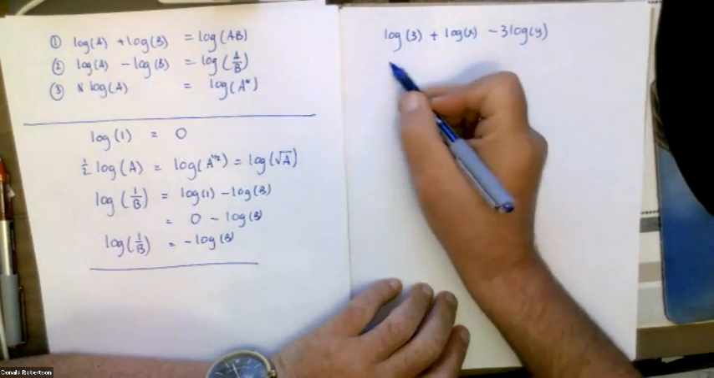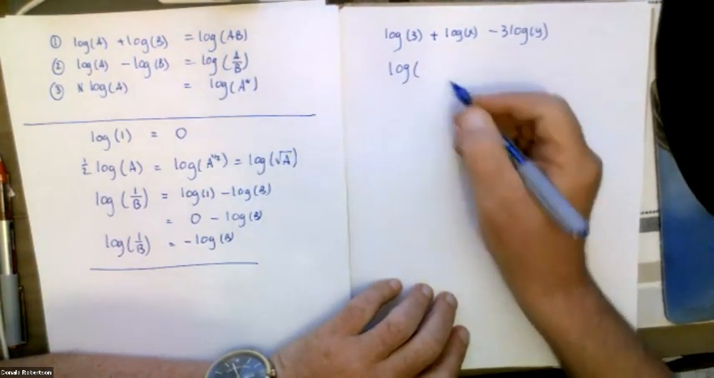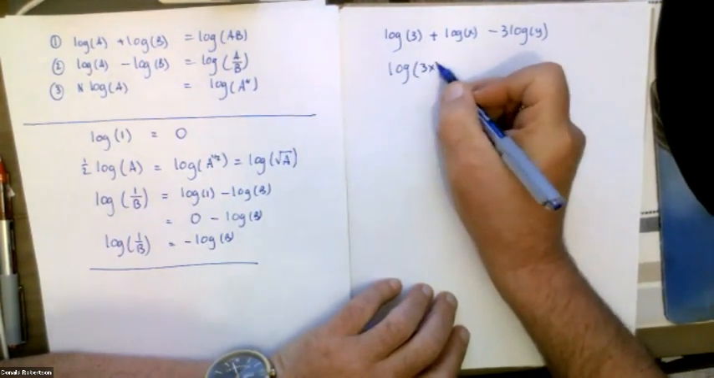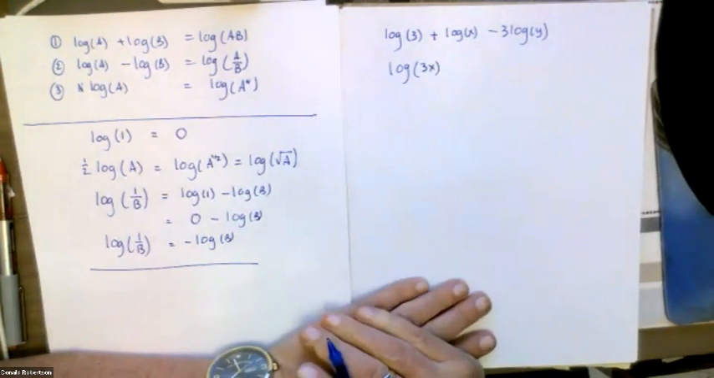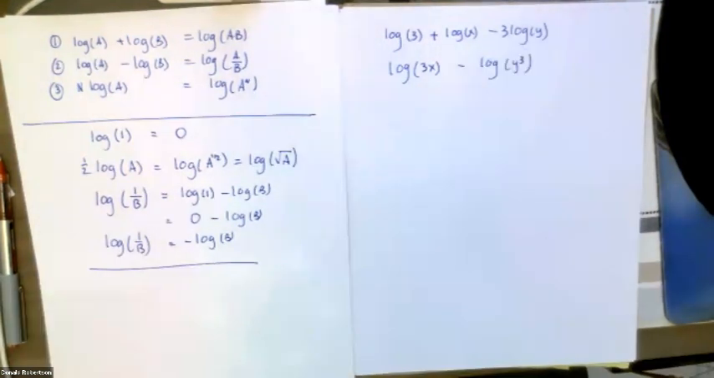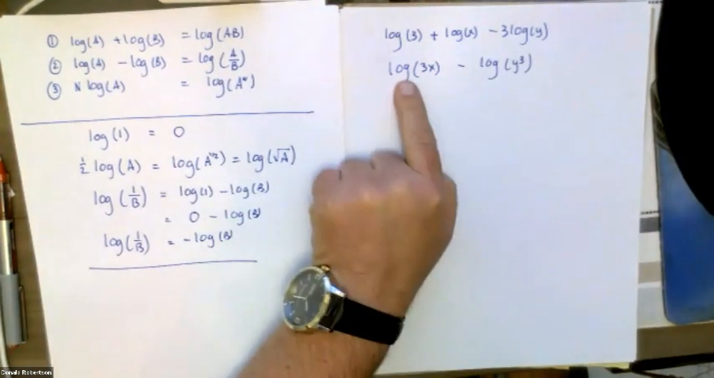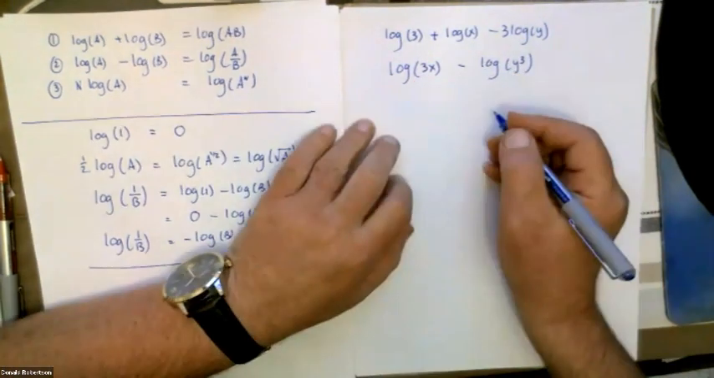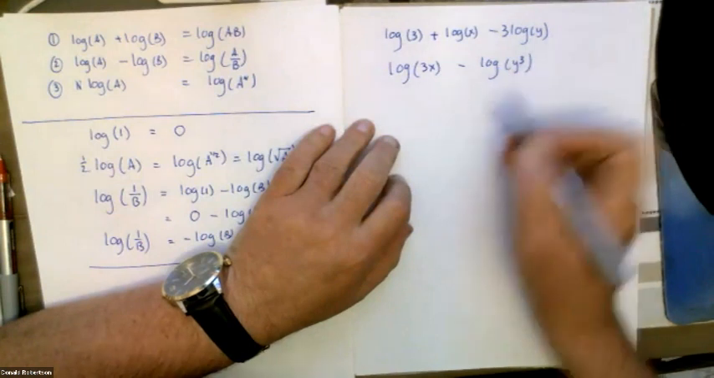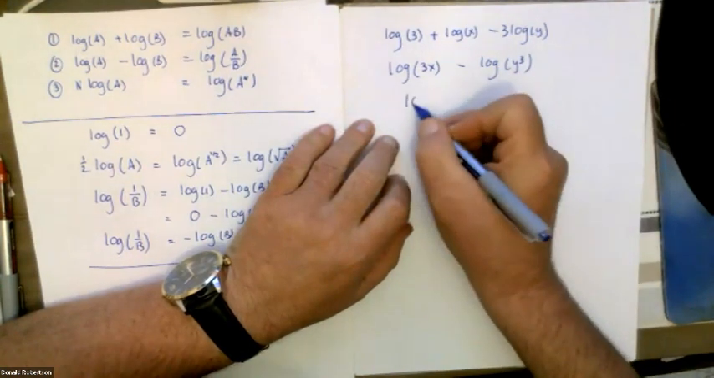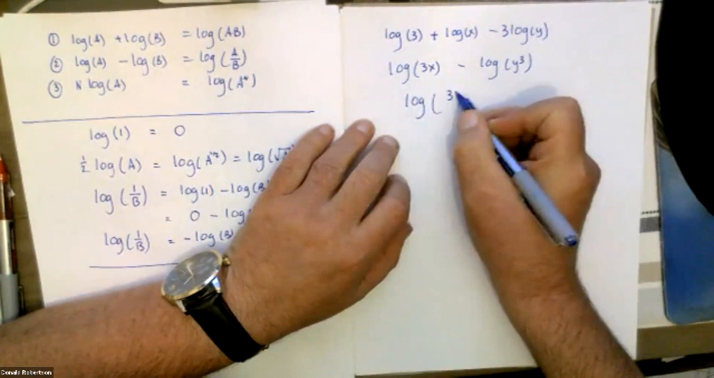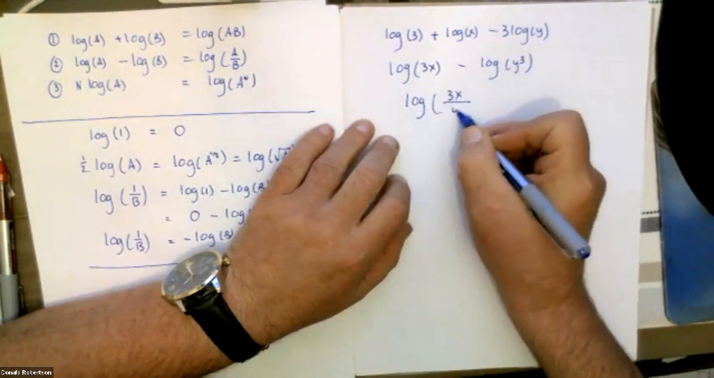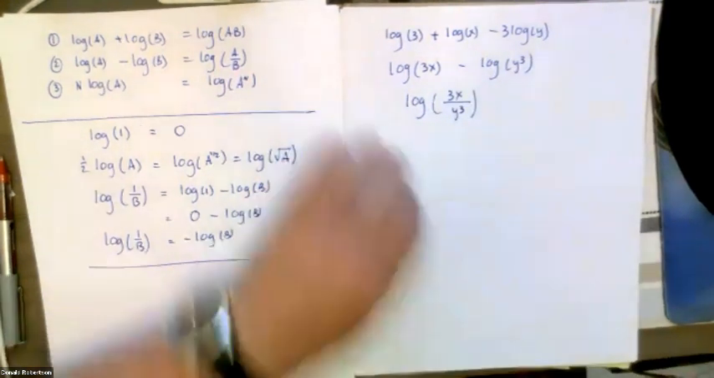Well, a log plus a log, you add them. This guy here is just a log of x cubed. So now I've got a log of 3x, take away a log of y cubed. I said x cubed by mistake a moment ago. It's the log of y cubed. Well, a log subtract a log means that you divide. Okay.